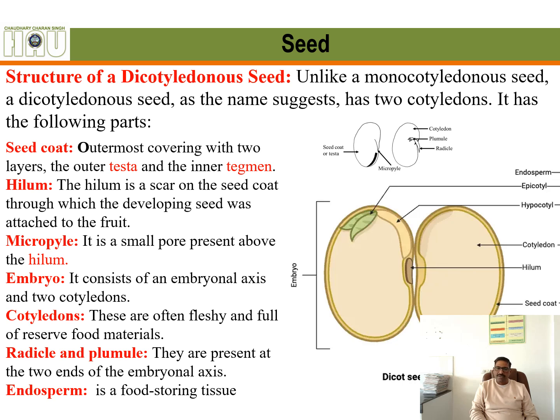The embryo consists of the embryonal axis and the two cotyledons. Cotyledons are often leafless and full of reserve food material that supplies nutrition to the developing radicle and plumule. The radicle and plumule are present in opposite directions of the embryonal axis, and the endosperm is a food storing tissue that helps supply nutrition to the developing embryo, or the radicle and plumule.